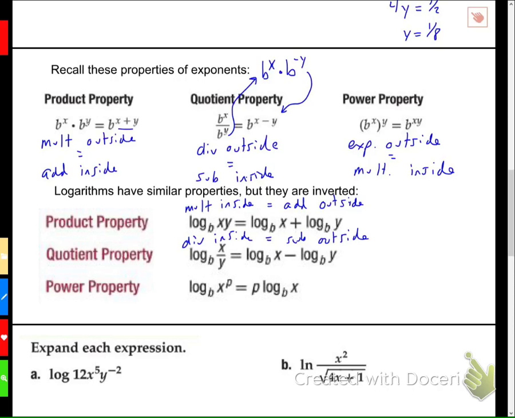And a power, an exponentiation on the inside, is equal to multiplication on the outside. Okay, so we had to keep straight what was the inside and what was the outside. Okay, and that way when we reverse it, we don't get mixed up.